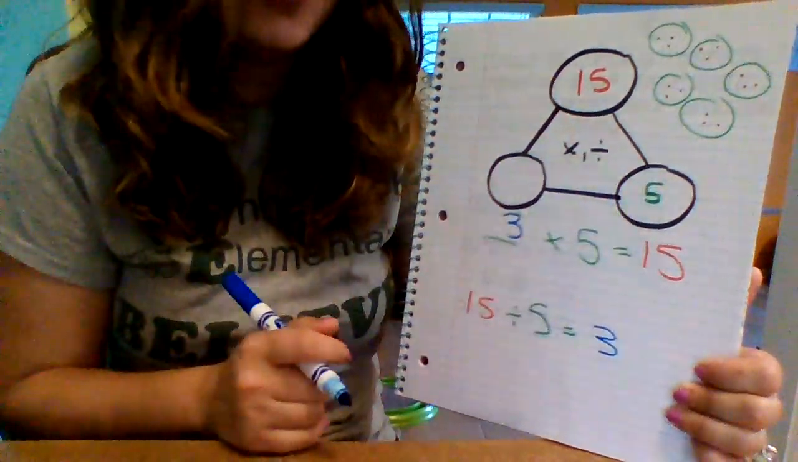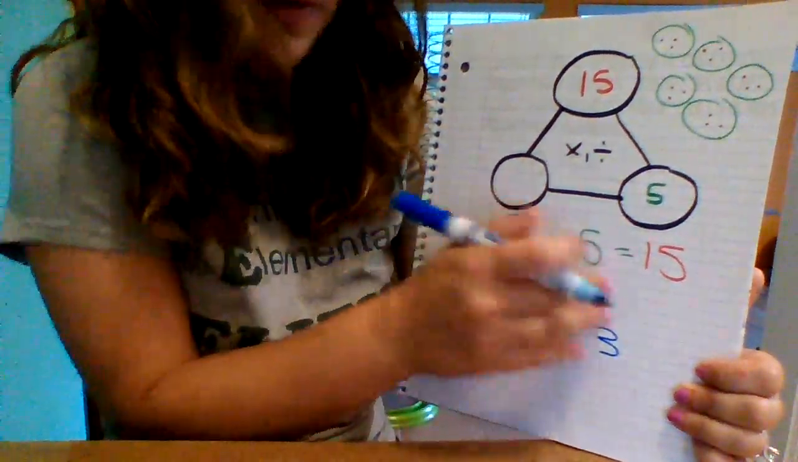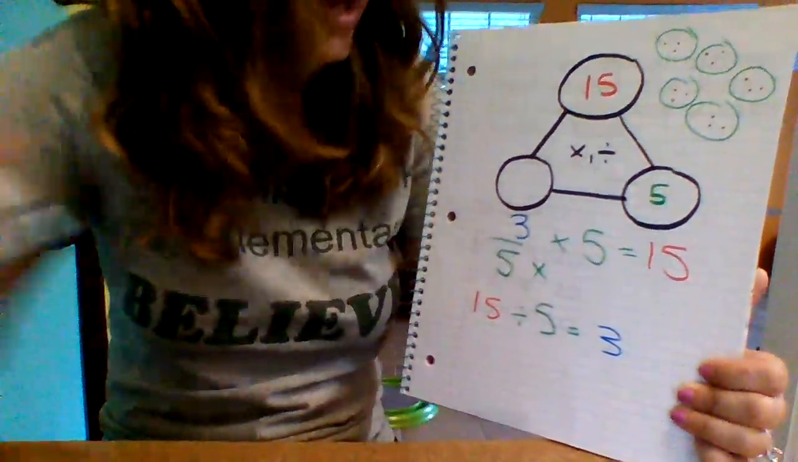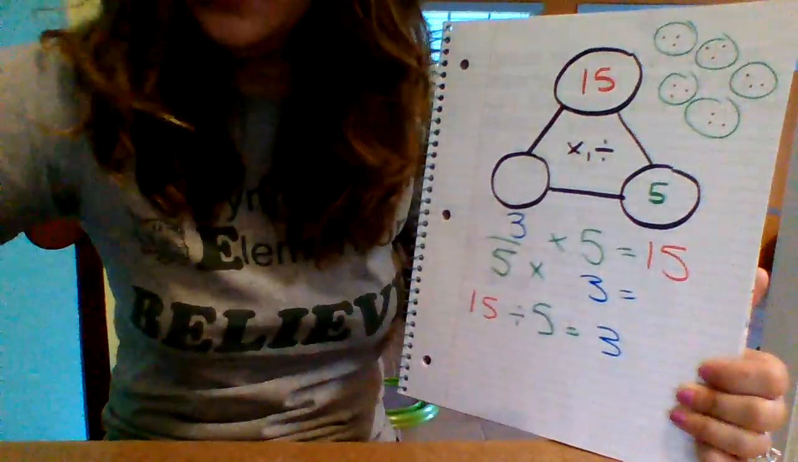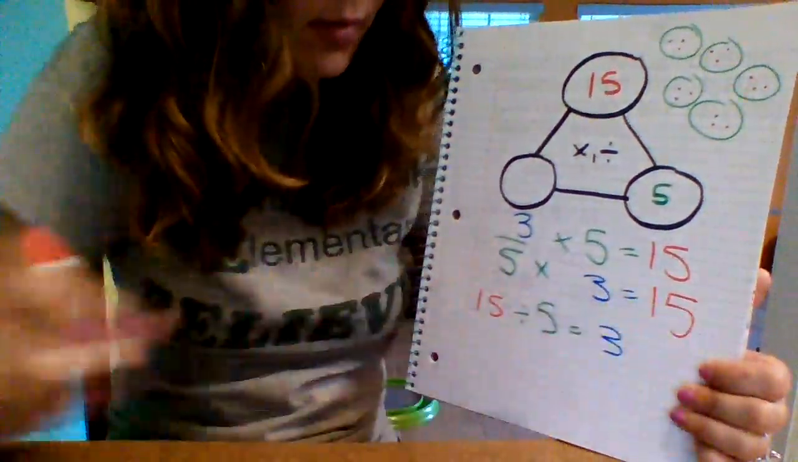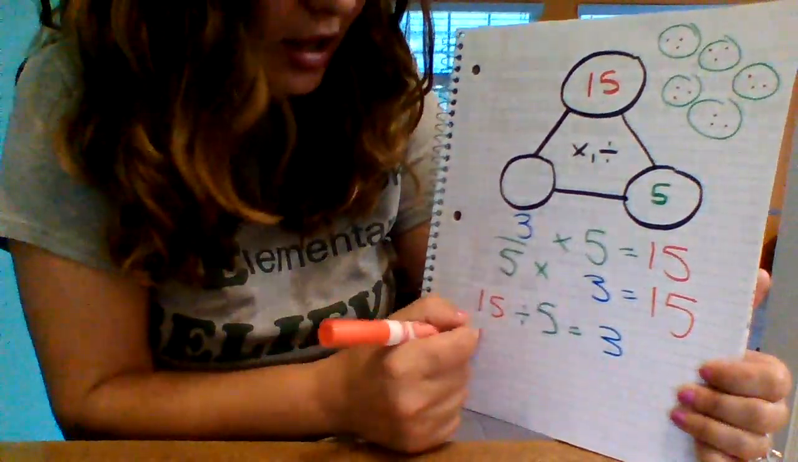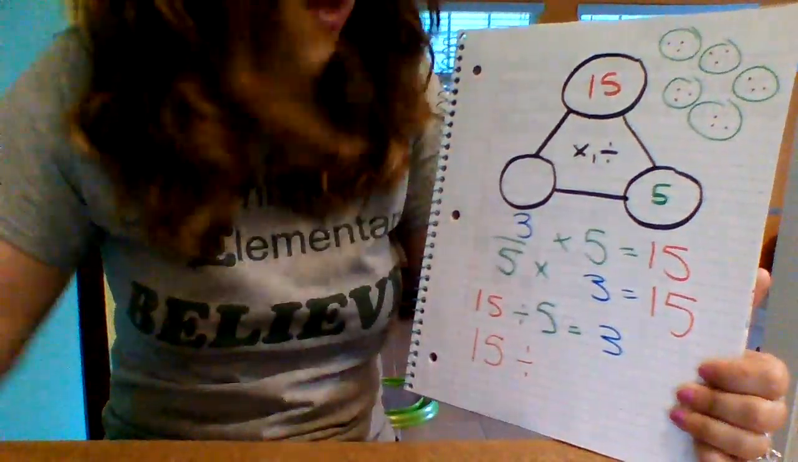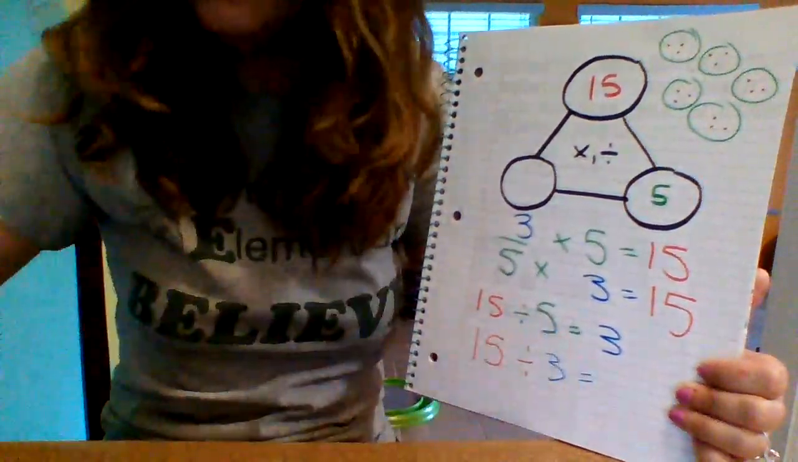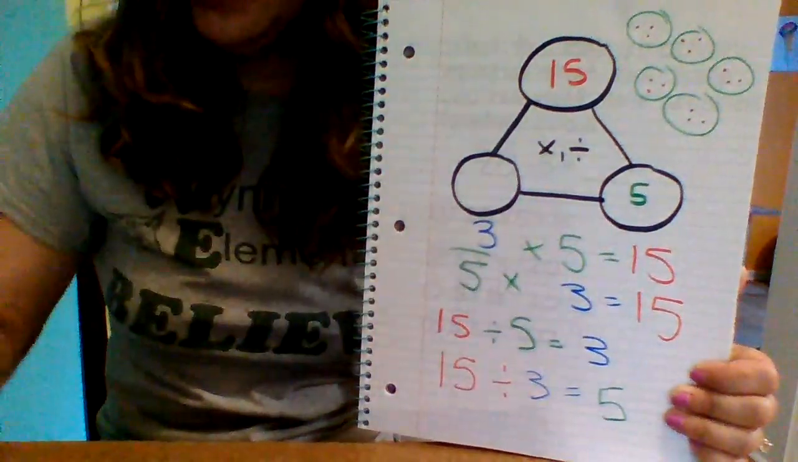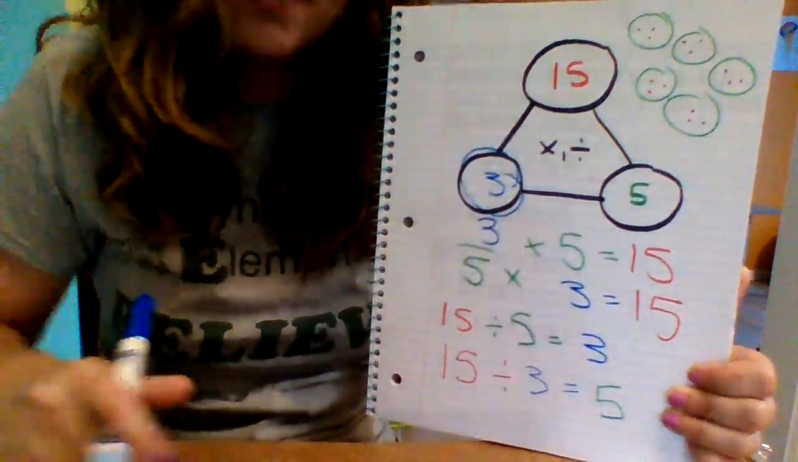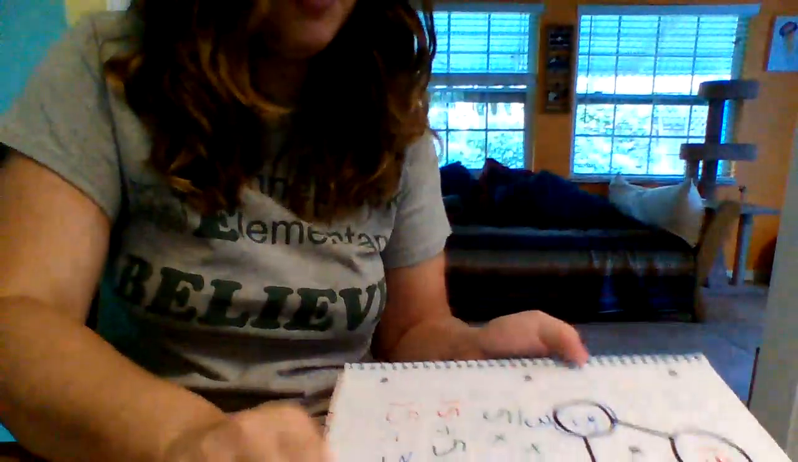And of course, you can go ahead and you can write the rest of the facts for this fact family. If 3 times 5 is 15, then we know that 5 times 3 also equals 15. And if 15 divided by 5 equals 3, then we know that 15 divided by 3 also equals 5. So there's my 4 facts for this fact family that uses 3 numbers, and my missing number was 3. Okay? Let's take a look at the last example.